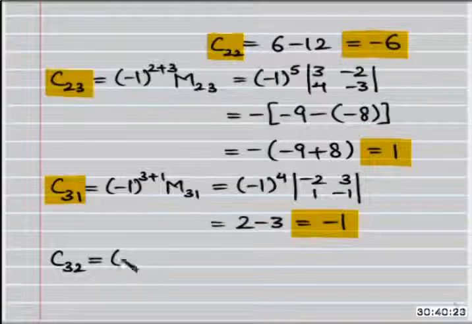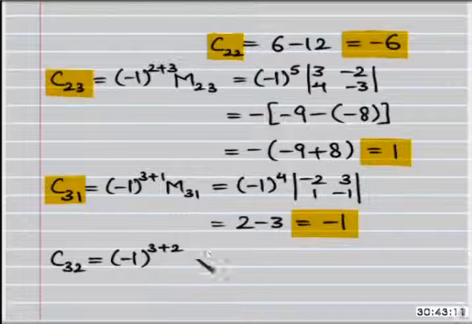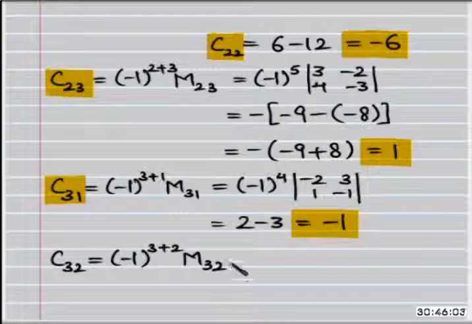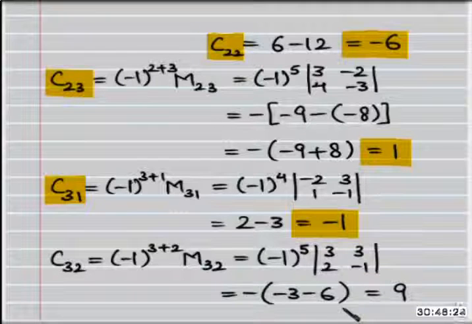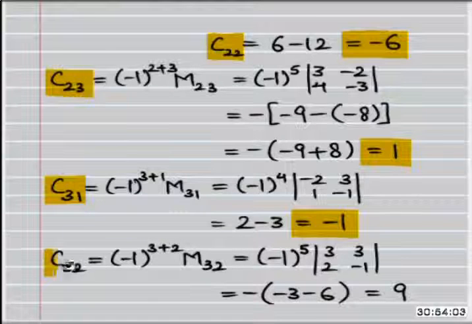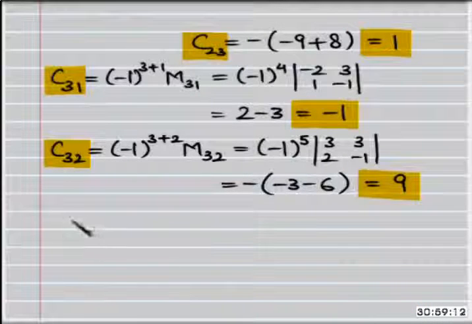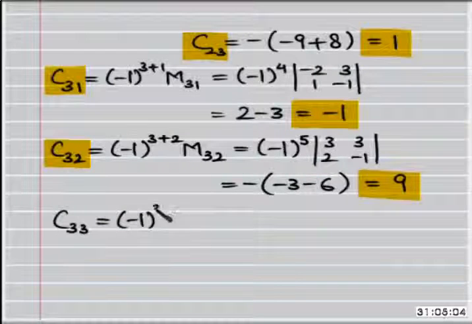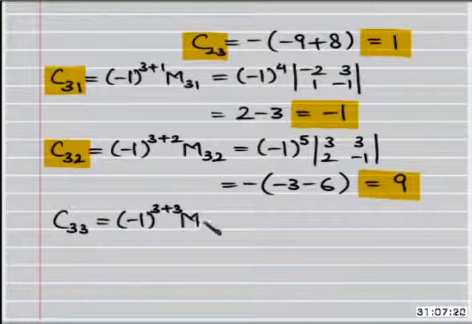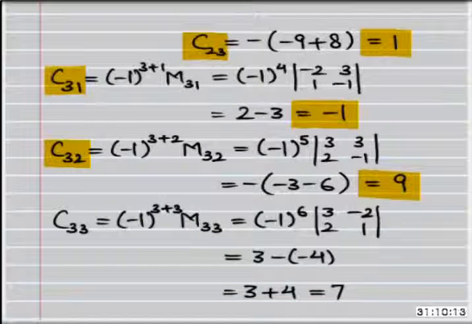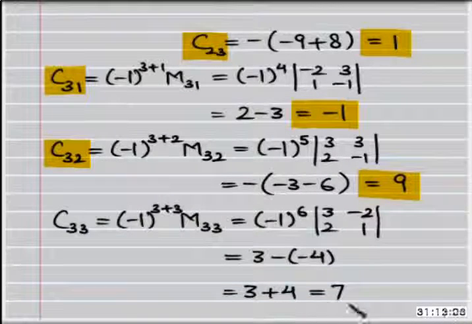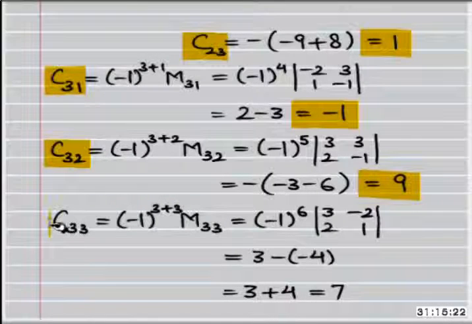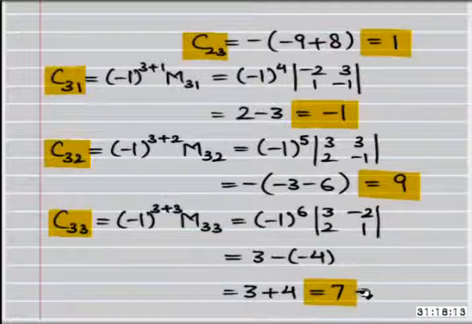Now C32, which is equal to minus 1 raised to the power 3 plus 2 into M32, which on solving is equal to 9. So here C32 is equal to 9. Lastly, C33, which is equal to minus 1 raised to the power 3 plus 3 into M33, which is equal to 7. So here C33 will be equal to 7.